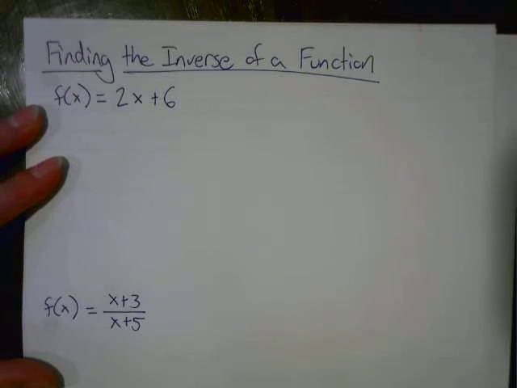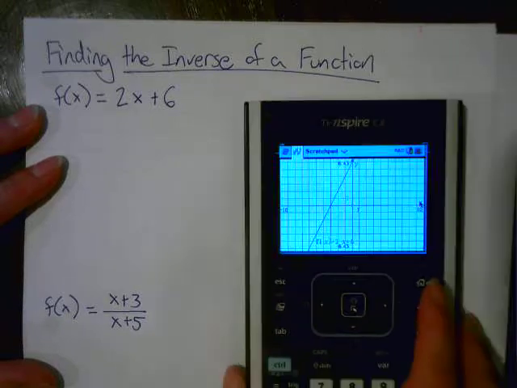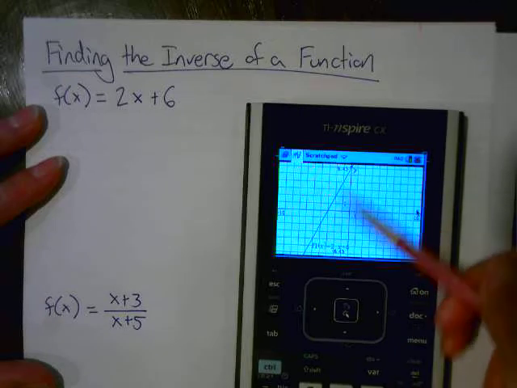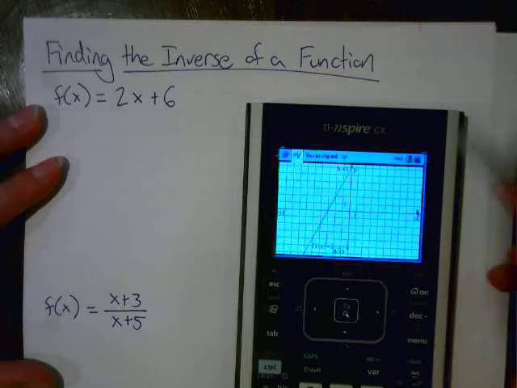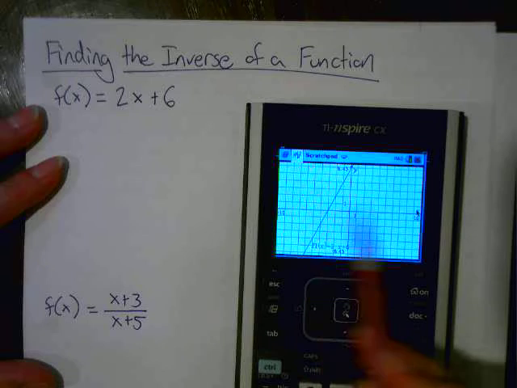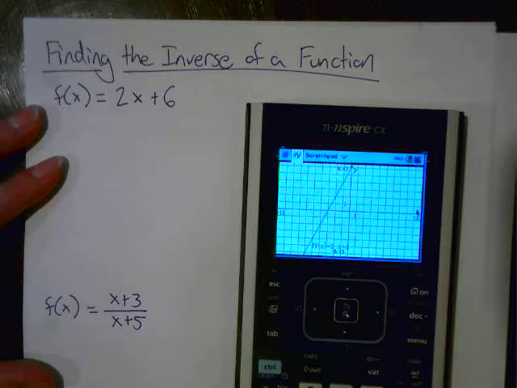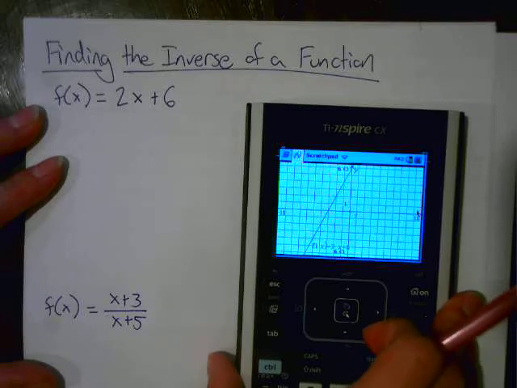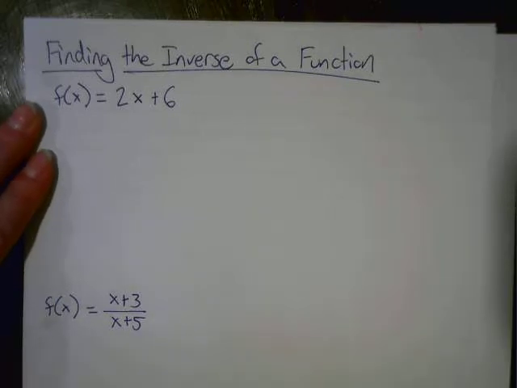So if I think about this function, 2x plus 6, I know that it's a linear equation. And if I want to check that, I can graph it, and I see right here that it's a line. So it is in fact one-to-one. It will pass the vertical line test. Every x value has exactly one output y value. Every y value has exactly one x value. It is one-to-one. So if that's true, then we're ready to find our inverse function.